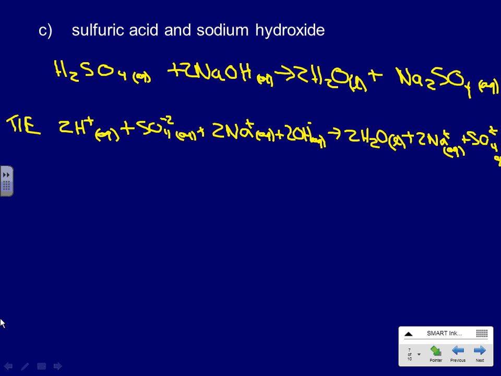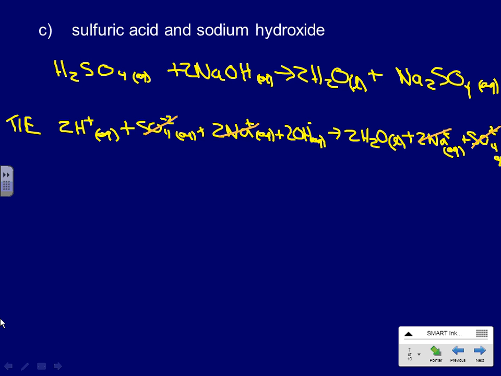So what do we have for spectators? We got sulfate on both sides. And what else? We've got 2 sodiums. Again, if you do it right, the numbers of sodiums should also be the same. If you make a mistake and you've got 1 sodium on one side and 2 sodiums on the other side, you've made a mistake somewhere. You've got to go back and figure that out.